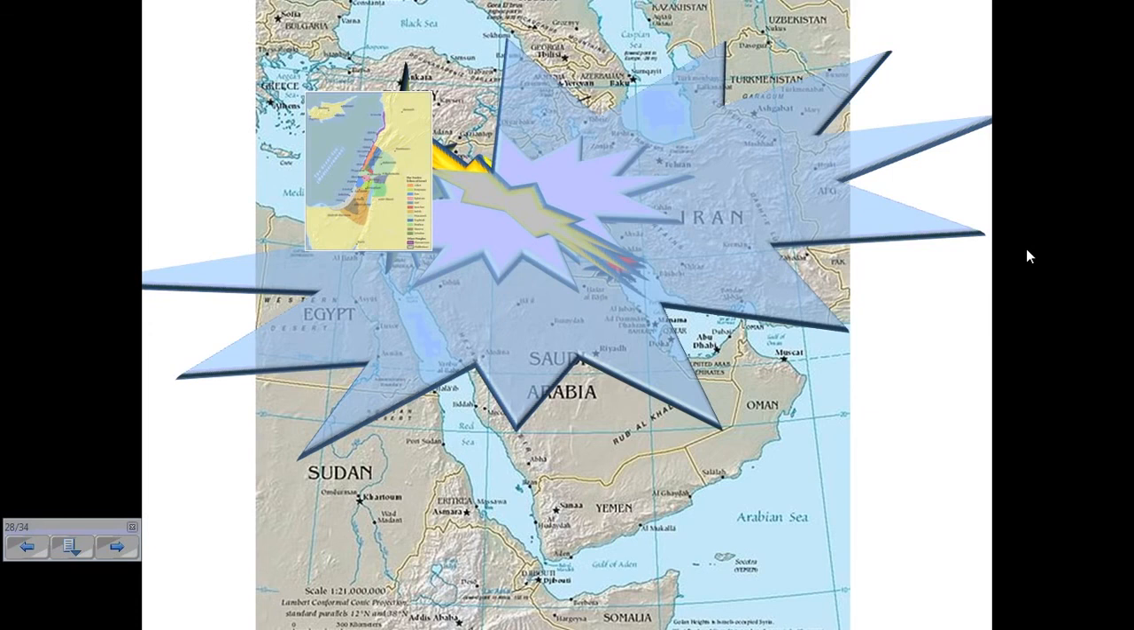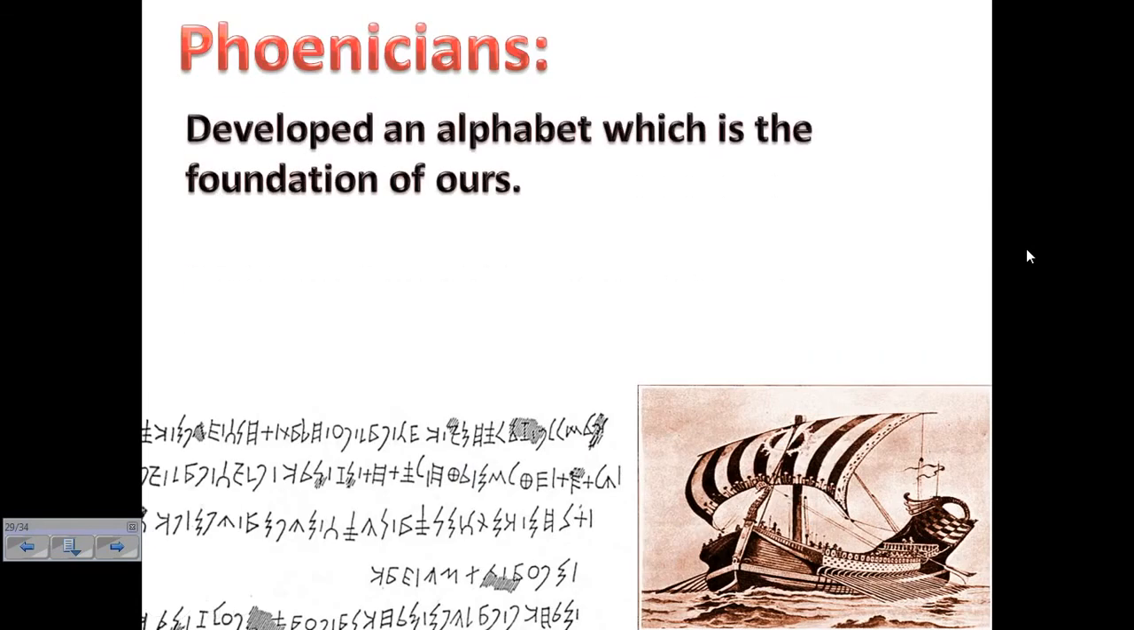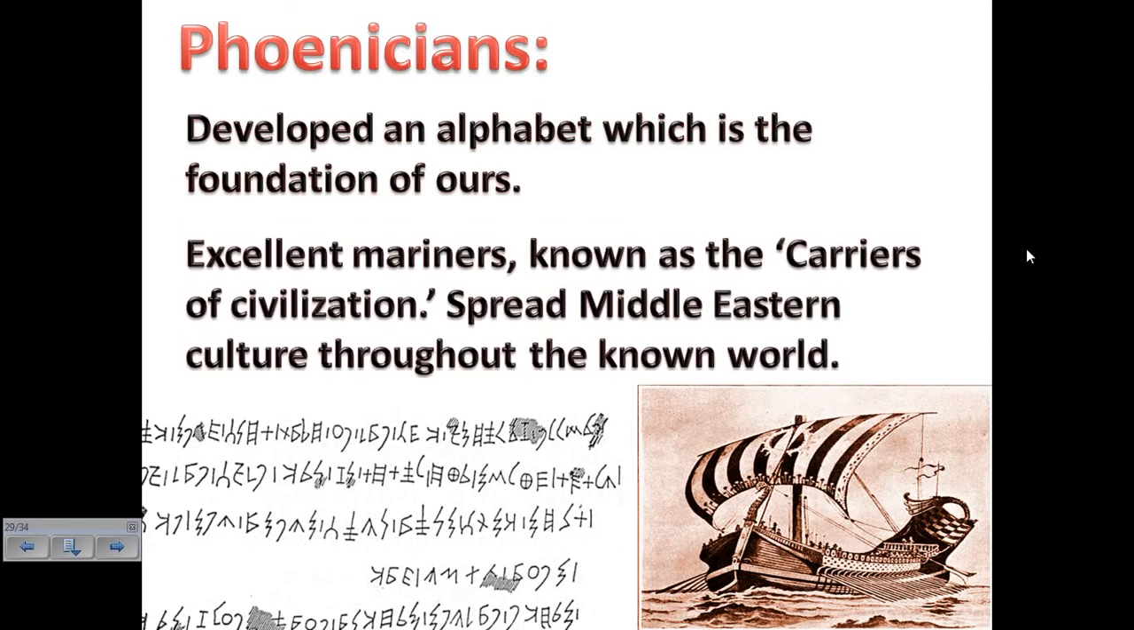The next civilization is in a little area, and they were called the Phoenicians. And the Phoenicians are actually very important because hidden in the name of their civilization is the word phonics, which is the origin of the alphabet that we use today. And another thing about them is that they explored oceans and seas, and they are known as the carriers of civilization because they spread their culture all throughout the Middle East.